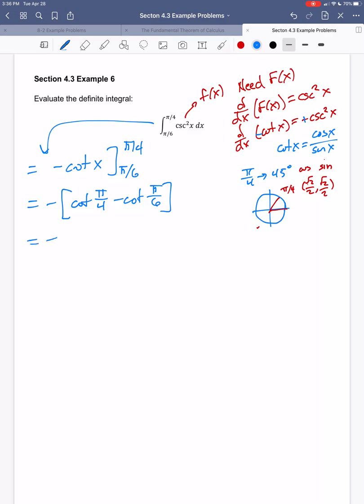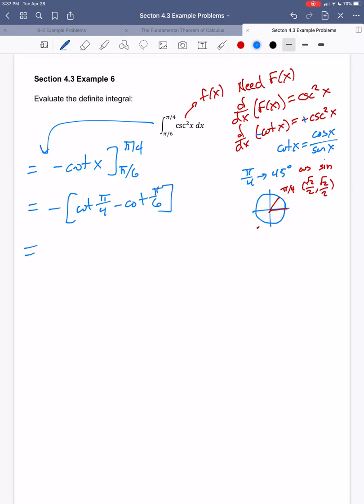Wait, this is all messed up. Let me come back here. Get rid of this. All right, do over. So negative cotangent x evaluated from pi over 6. Wait, no, I was all right. Okay, negative cotangent pi over 4, the top, minus cotangent pi over 6, the bottom. All right. I could start over, but I think you can handle it.